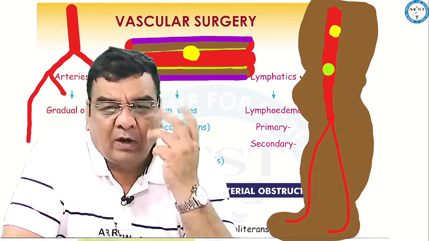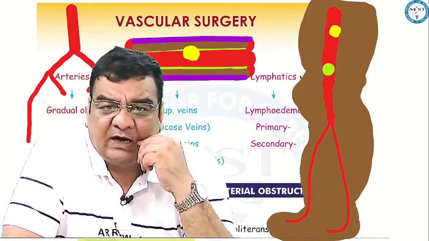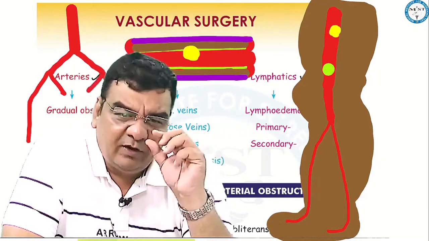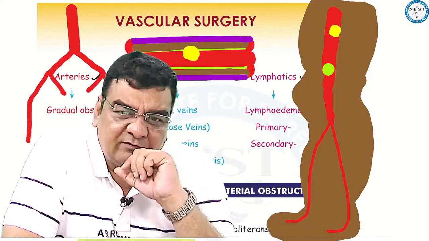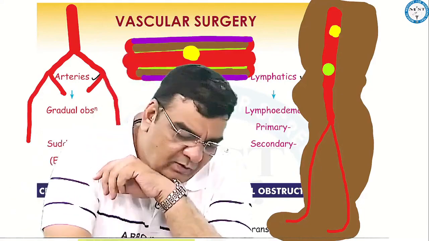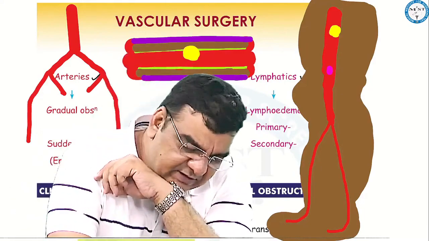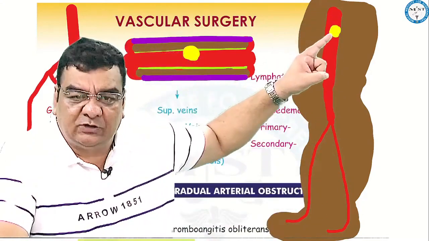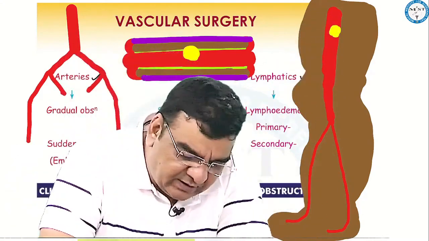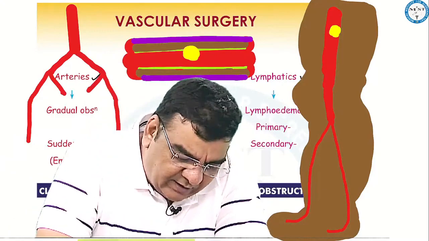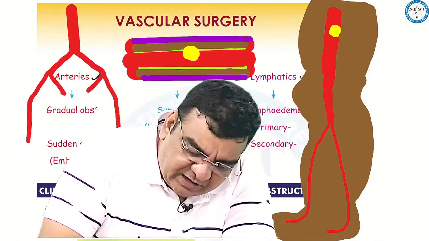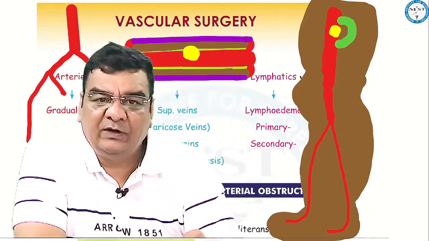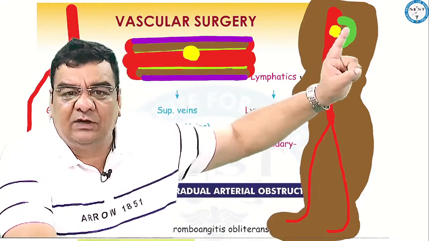Sometimes what happens in long standing disease, or if the disease process is very slow, if the atheromatous plaque is developing slowly and slowly, what can happen, beta? Suppose I say that this is the plaque which is developing slowly and slowly. There is a possibility that the body can start forming bypass channels around the obstruction.